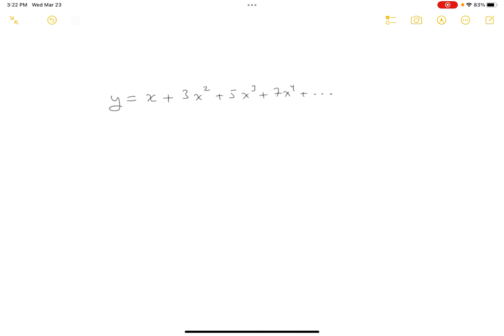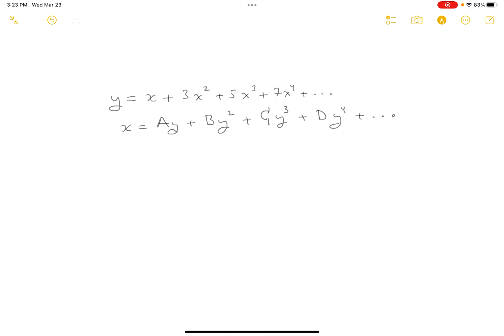What I'm going to do now is revert it. To revert it, I'm saying that x equals some multiple of y, I just don't know what that multiple is, plus some multiple of y squared, plus some multiple of y cubed, plus some multiple of y^4. And this goes on forever, by the way.